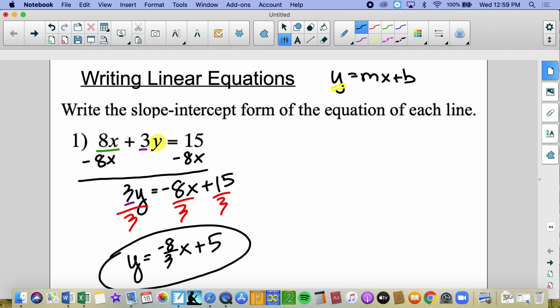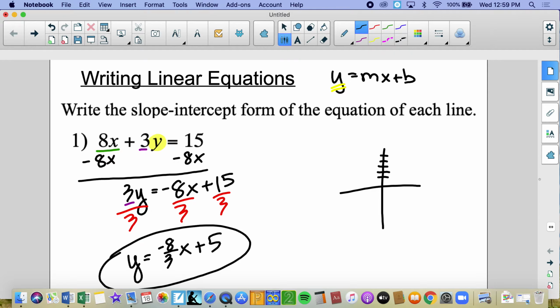And we know that we've gotten our solution because we've isolated y. Y is by itself. There's nothing being added, subtracted, multiplied, or divided by that variable. And we like this. The reason why we want to get it in slope-intercept form is because we can pull those 2 pieces of information out. We can find the y-intercept, which is 5, and the slope, which is negative 8/3. So if we had to graph this, we could graph it quite easily.